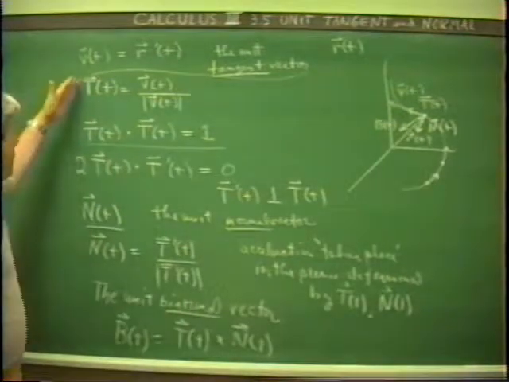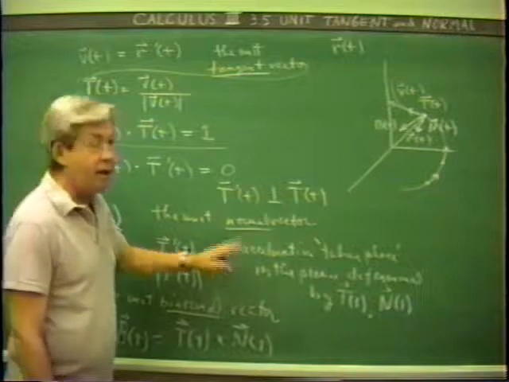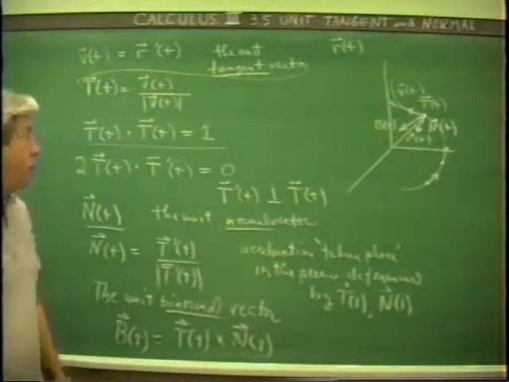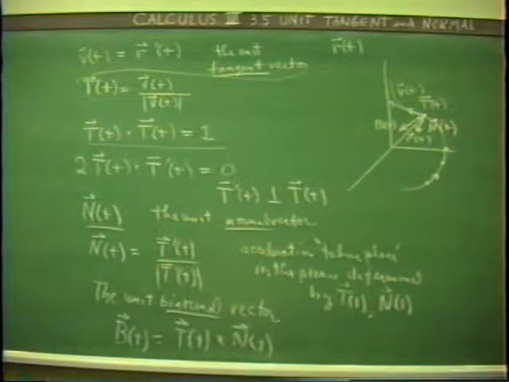All right. In this fashion, the T(t) and N(t) are going to be the most important because of this fact right here, that the acceleration is in the plane determined by them. They're our unit tangent and normal vectors.